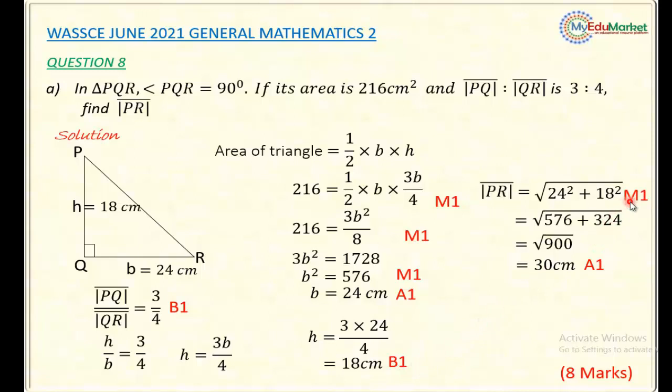And for using the Pythagoras theorem to find the length PR, you have a method mark. And for the final result, the length of PR equals 30 centimeters, you have A1 mark, that is the accuracy mark. So in total, there are 8 marks to this very question in the WAEC marking scheme.